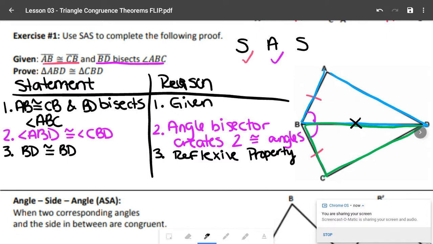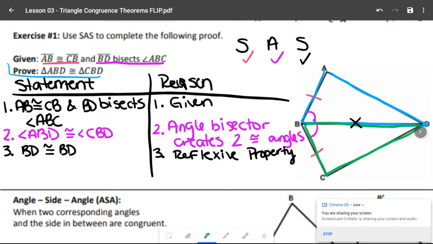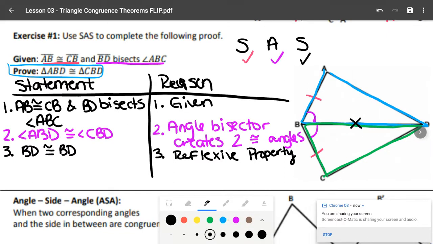But notice that was my third check. BD is in both triangles, so it counts. But we always want to end with what we're trying to prove. So in this case, we're trying to prove that the triangles are congruent.